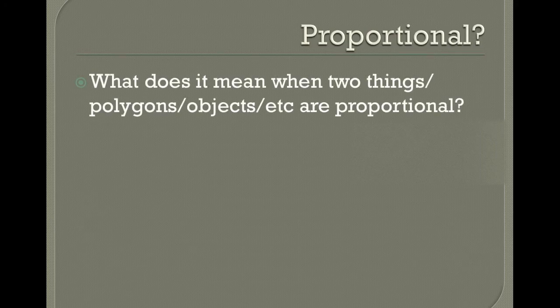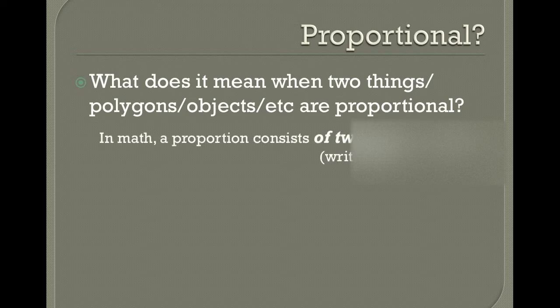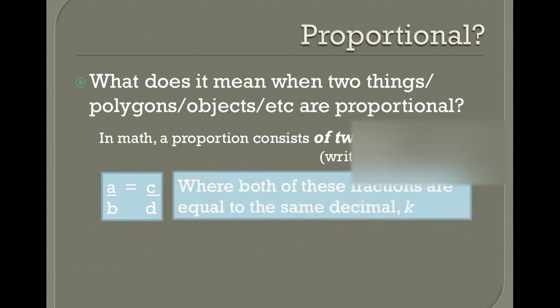Proportional, what does it mean when two things, polygons or objects, are proportional? In math, a proportion consists of two equal ratios, usually written as a fraction. So here's an example. We have a fraction or a ratio, a over b, and it's equal to c over d. That tells us that they are proportional. Why? Both of these fractions need to be equal to the same decimal. You know how in your work you like to change your fractions to decimals? Well, if two fractions have the same decimal, then they are proportional.